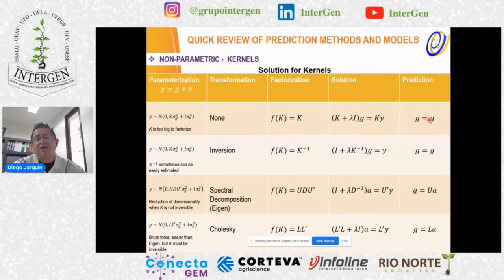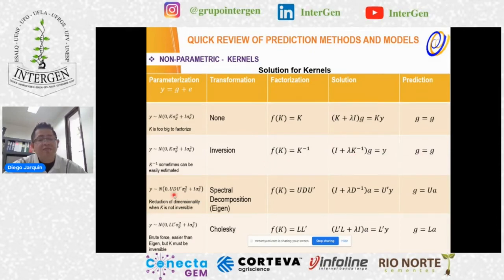So g is equal to g. This is how we get the prediction of the breeding value. If we can find the inversion, it's going to be very easy just to get the inversion of this K matrix. If it is full rank, for example, it's not that complicated. So we can just think of getting the inverse of this, and again, g is equal to g.